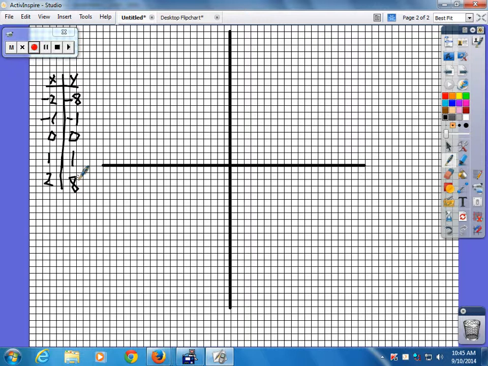-2, -8. -1, -1. 0, 0, 1, 1, and 2 and 8. So our parent graph looks like that. Everybody with me?